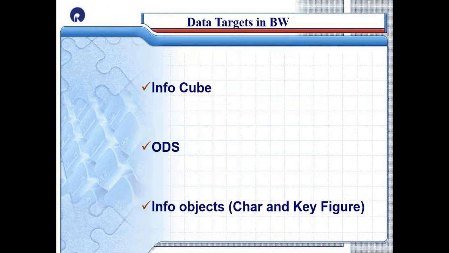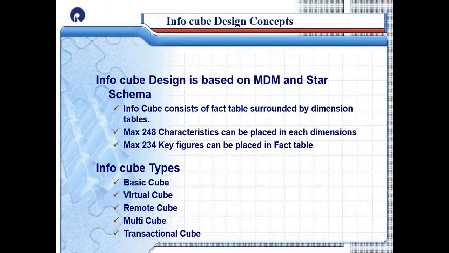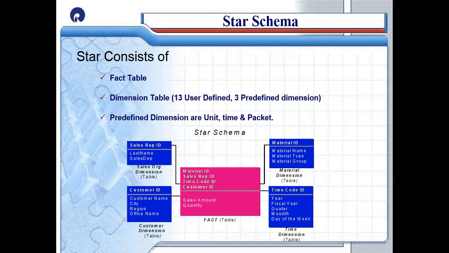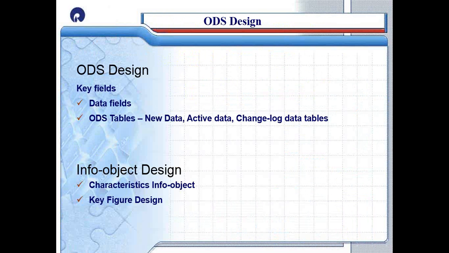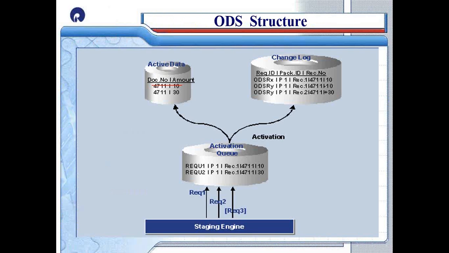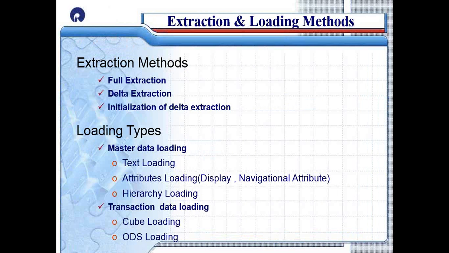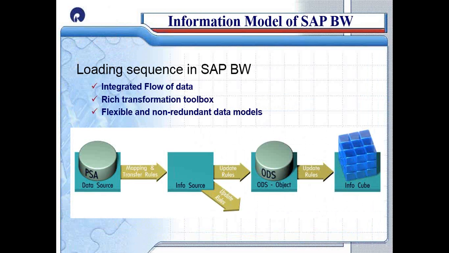And then these are the targets that physically contain the data. And then there are some designing concepts, like how you can design the ODS. Then what are the types of extraction methodologies: full, delta, initialization, and how you are loading the data into your BW system with these extraction methodologies. And then how the loading sequence will be, how you can see the loading sequence.